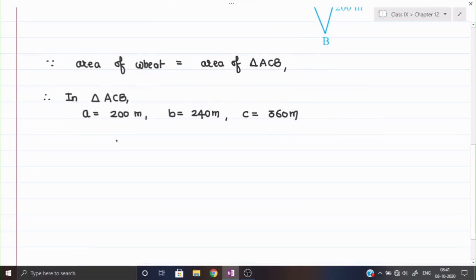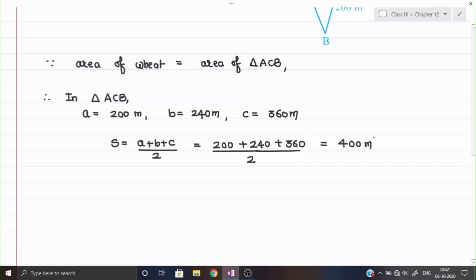So semi perimeter S will be equal to A plus B plus C divided by 2. Put in the values now. This will be 200 plus 240 plus 360, whole divided by 2. 360 and 240, if I add, that will be 600, plus 200 will be equal to 800, and if you divide by 2, it will come 400. So this is coming as 400 meter. So now we shall find out the area of triangle ABC.